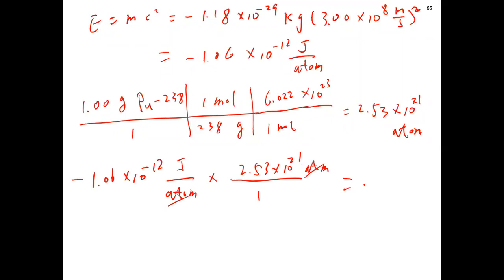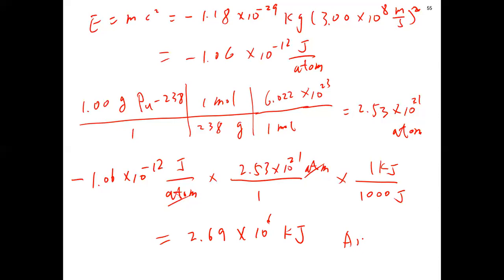So we get this many joules. Before I finish this, I should not use the equal sign yet, because all the multiple choice answers are in kilojoules. So let's do one more conversion. We have joules, so we divide by 1,000 to get kilojoules. Therefore, you get 2.69 times 10 to the 6 kilojoules, and the answer is B.